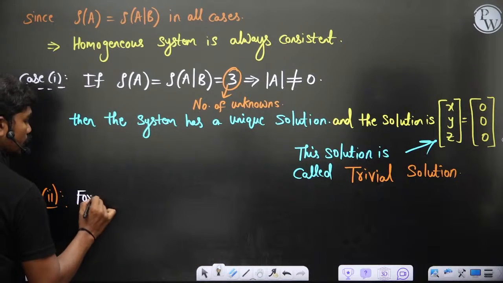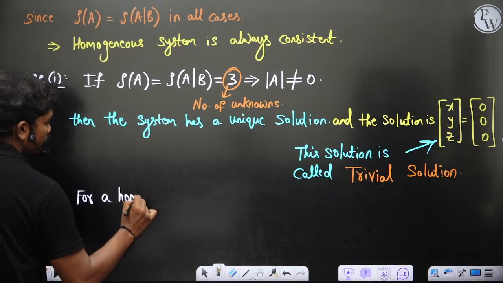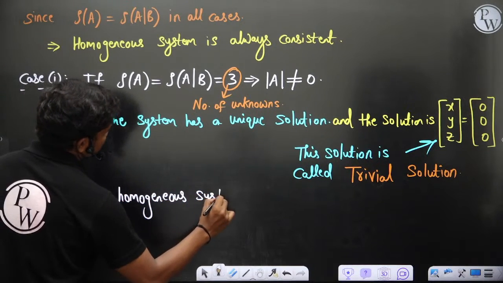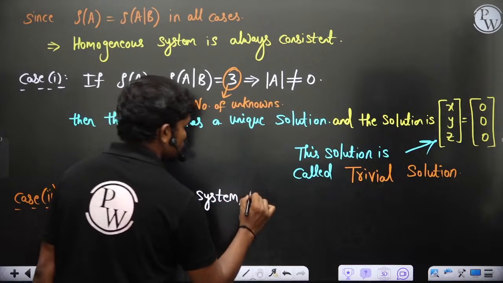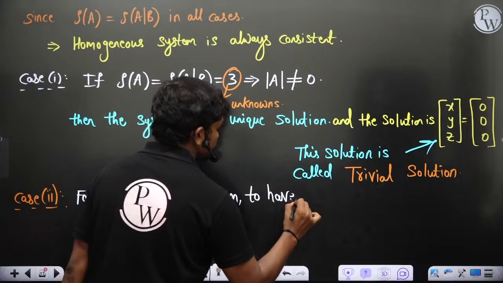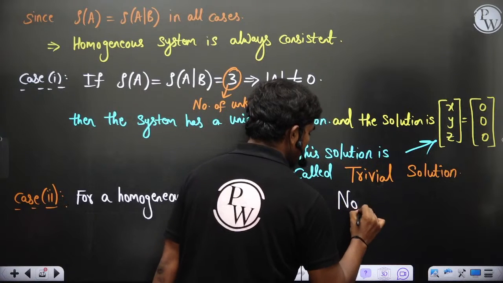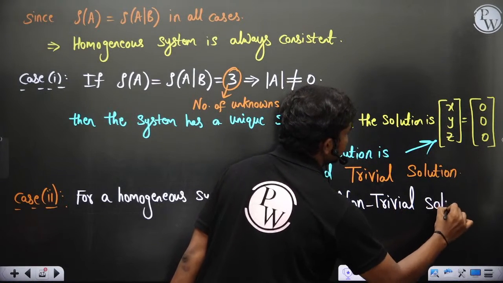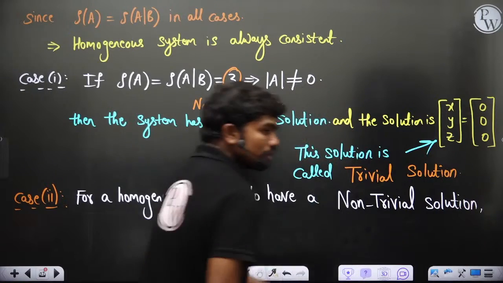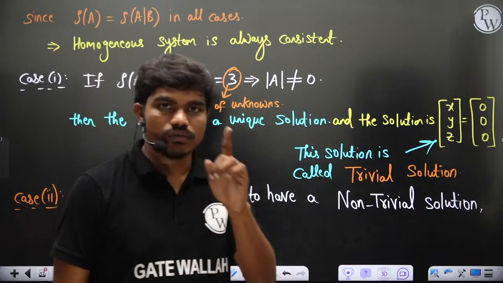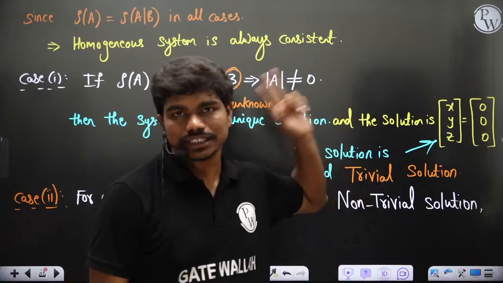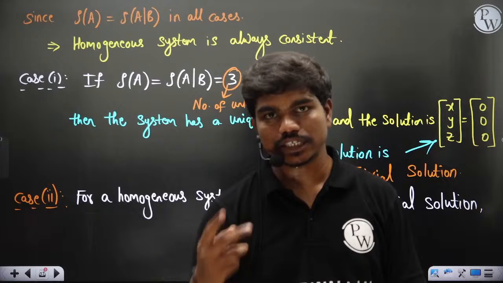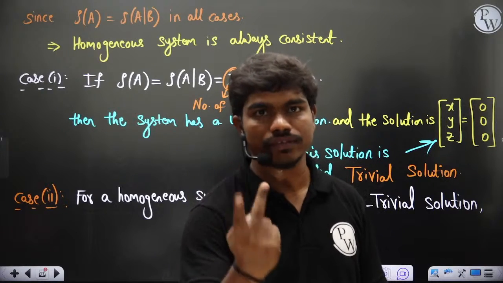For a homogeneous system to have a non-trivial solution, that means along with having one solution, the system is consistent anyhow. We have found out rank of A is always equal to rank of A augmented B. Now there are two possibilities: either it should have a unique solution or it should have infinitely many solutions.